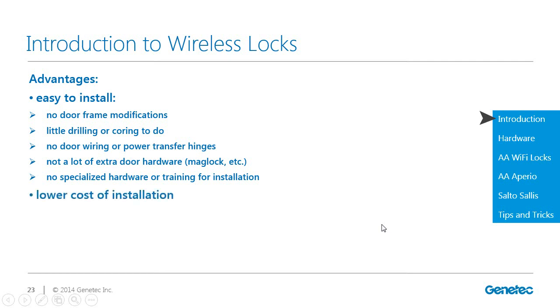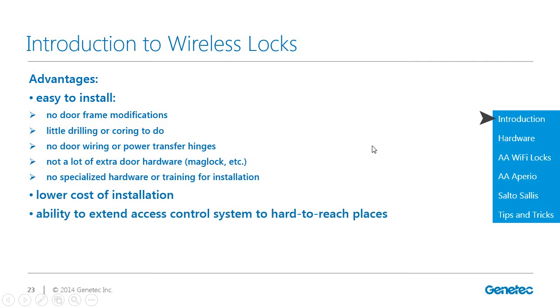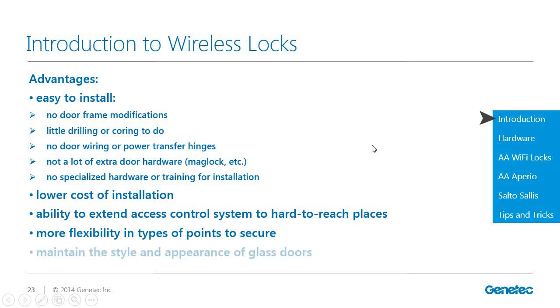Now, since there is less hardware involved and it is easier to install, this will also lower your installation costs in the end. Now, we mentioned previously a few other advantages that we had, such as the ability to extend your access control system into hard-to-reach places, where wiring might be impractical, more flexibility in the types of installations, such as server cases or lockers, and that you can install a lock without ruining the look and style of a glass door.